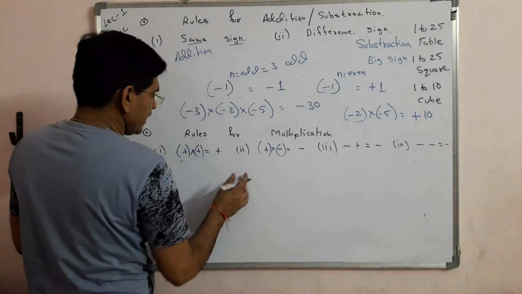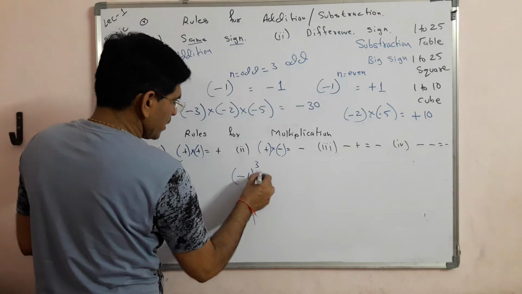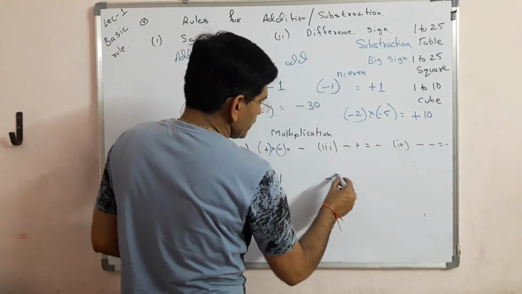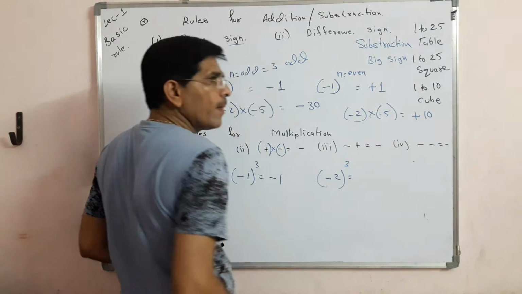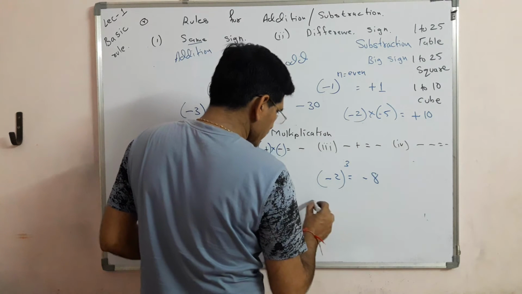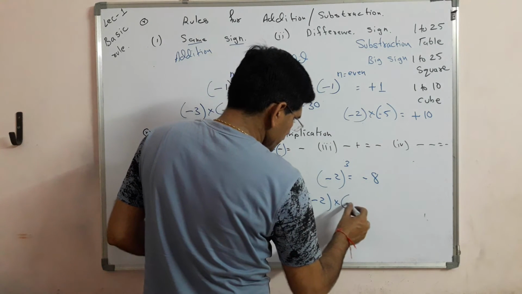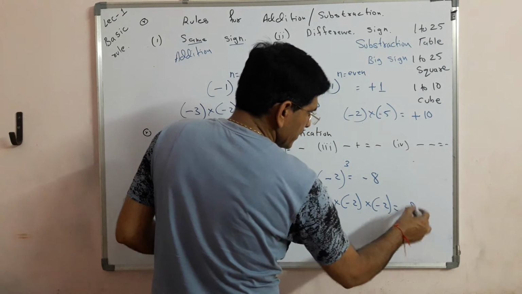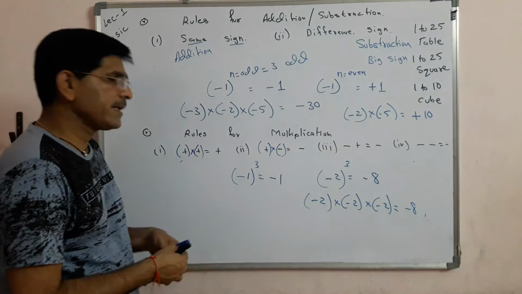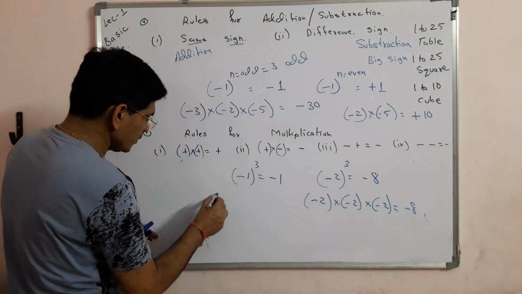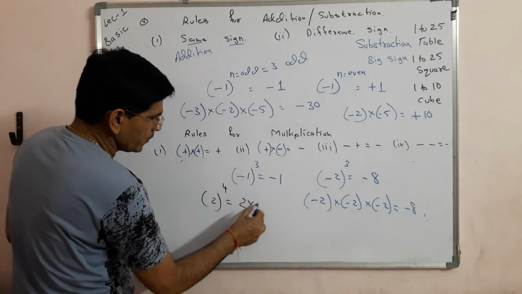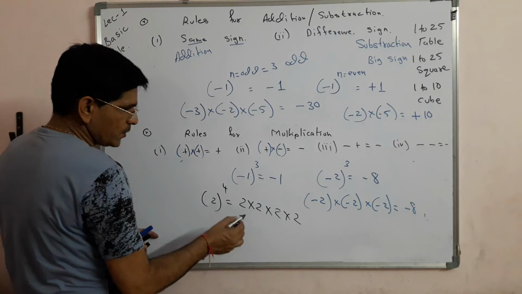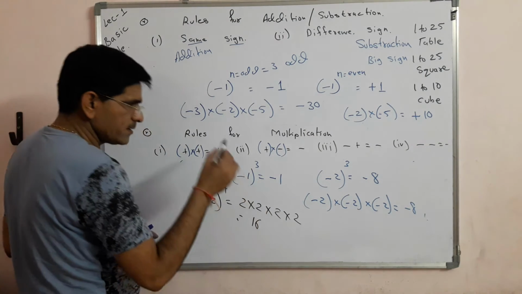If someone asks minus 1 to the power 3, what will you get as the answer? It is odd, we will get minus 1. If someone asks minus 2 to the power 3, what will you get? Minus 8. How do you get minus 8? 2 times 2 is 4, 4 times 2 is 8, but negative. But when it is even, if I write 2 to the power 4, so 2 into 2 into 2 into 2, here all signs are positive. So 2, 4, 8, 16.